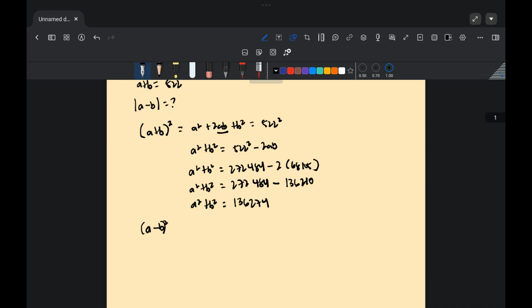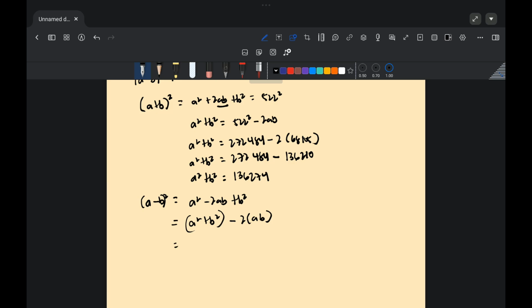And next, we know that the square of A minus B is equal to A squared minus 2AB plus B squared. So substituting all the values, because we have the values of A squared plus B squared, and also 2 times A times B, we have 136,274 minus 2 times 68,105, which is 136,210. So we have an answer of 64.